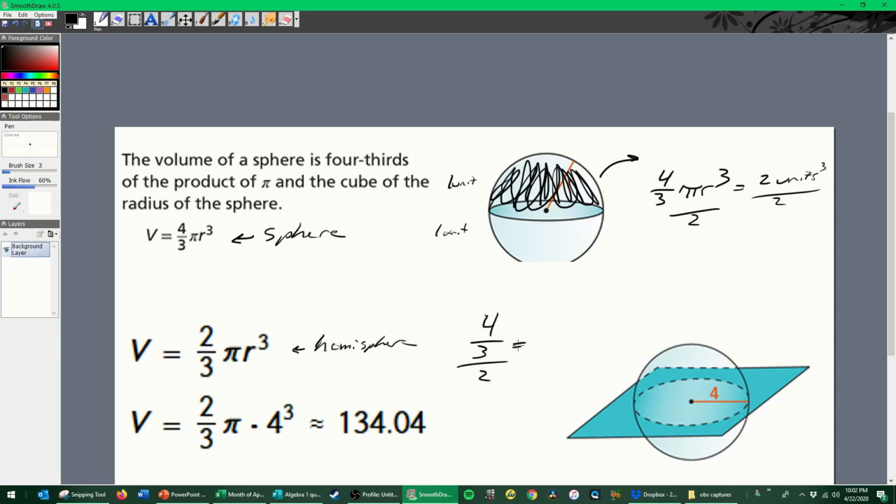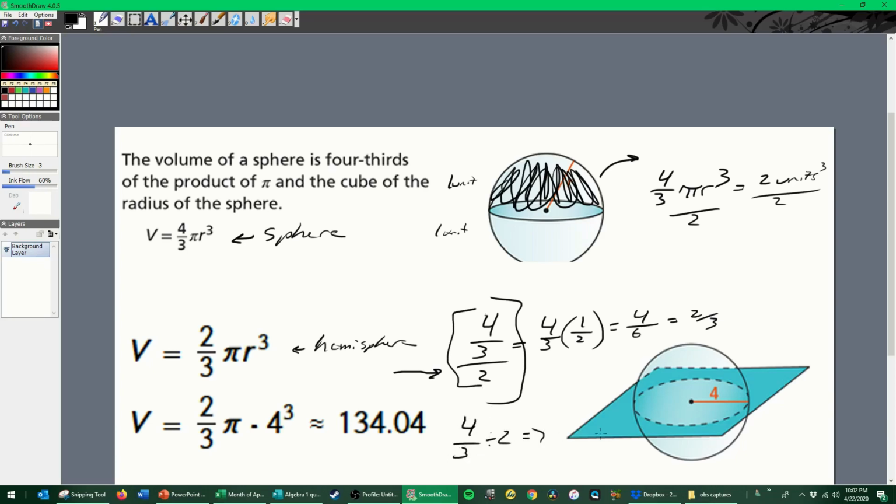Well, I'm going to do it this way the first time. 4/3 times 1/2. That's going to give me 4/6, which simplifies to 2/3. But I know a lot of times, especially before Algebra 2, a lot of people have trouble seeing this right away. So let's do it. What is 4/3 divided by 2? Using the keep, change, flip method. So we're going to keep the 4/3. This is our change to multiply. And then we're going to flip 2 to be 1/2. 4 times 1 is 4. 3 times 2 is 6. And then again, that simplifies to 2/3. So this is why the only difference between the volume of a sphere and the volume of a hemisphere is you divide it by 2.